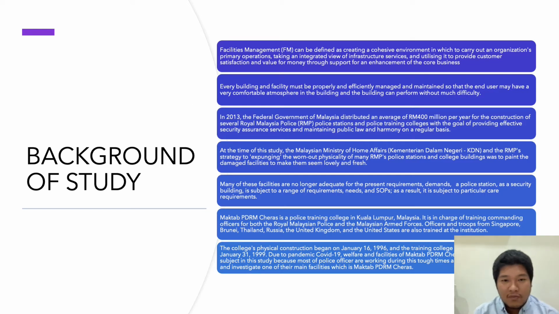The function of Maktab is actually a police training college in Kuala Lumpur. It is in charge of training commanding officers for both the Royal Malaysian Police and the Malaysian Armed Forces. Not only officers from Malaysia, they also train officers from Singapore, Brunei, Thailand, Russia, United Kingdom, and United States.